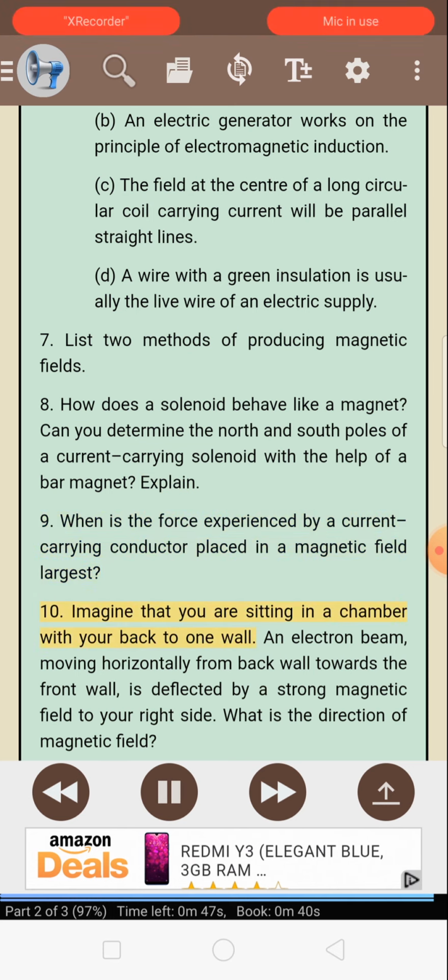10. Imagine that you are sitting in a chamber with your back to one wall. An electron beam, moving horizontally from the back wall towards the front wall, is deflected by a strong magnetic field to your right side. What is the direction of the magnetic field?